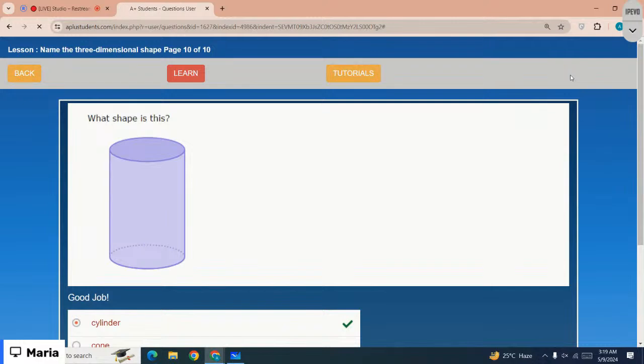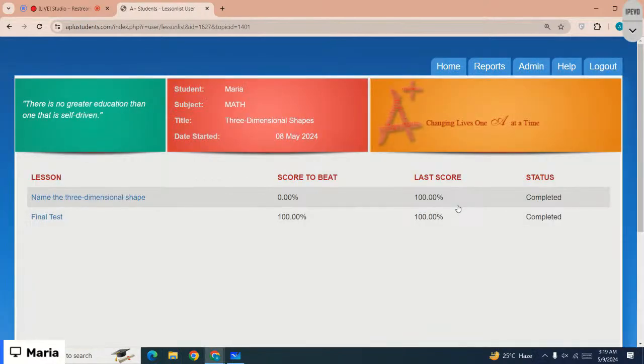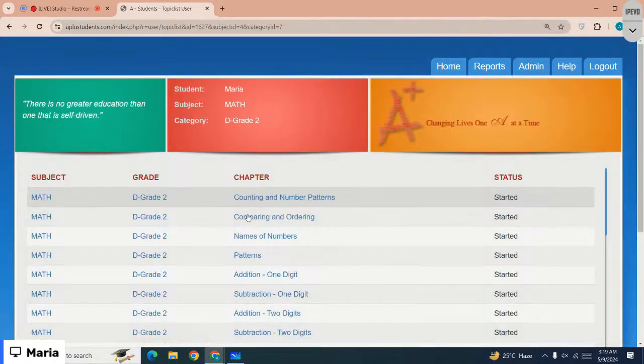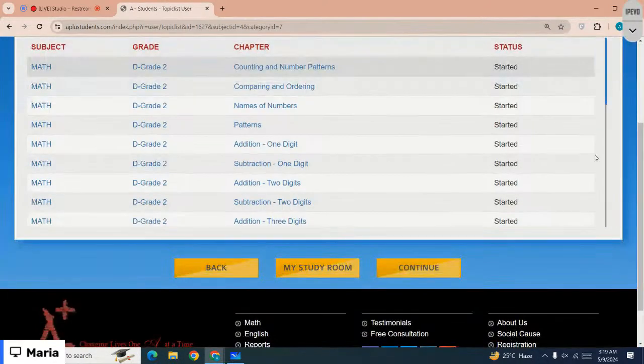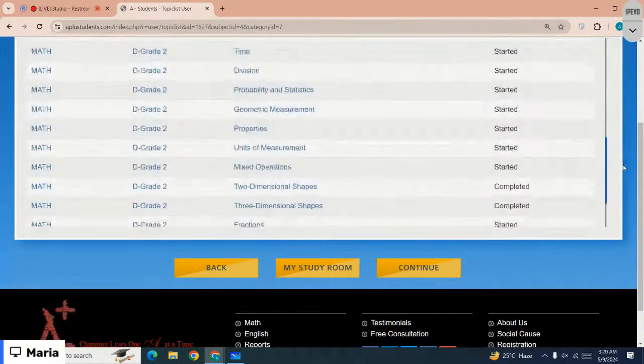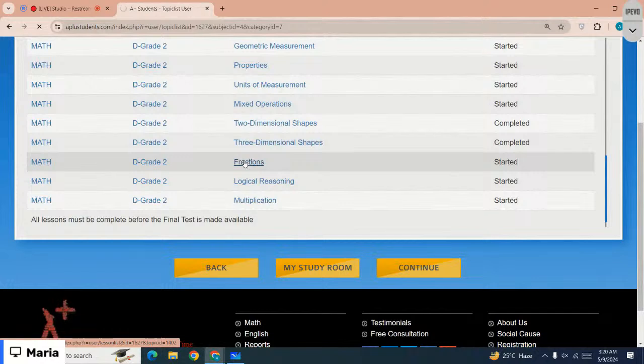So we are done with the chapter named three-dimensional shapes, and we are done with the lesson. So you can complete this chapter by yourself later today. You have a test there. You can go through the test on your own, right? So let's move on to the next lesson. The next lesson is fractions. Let's start with the lesson on fractions.